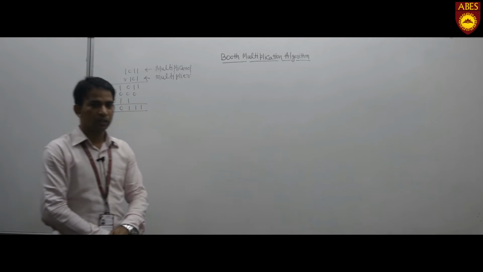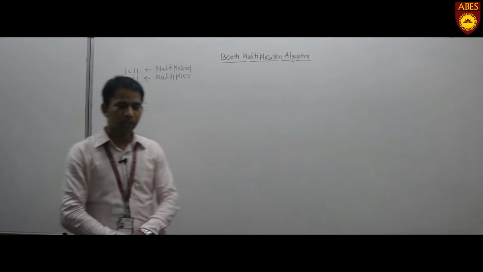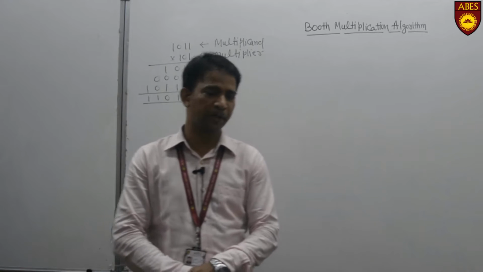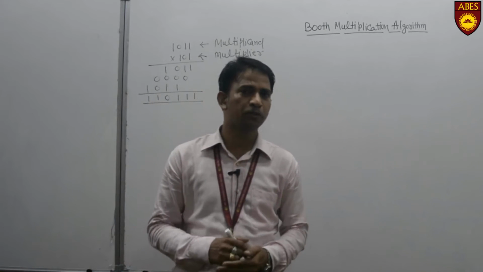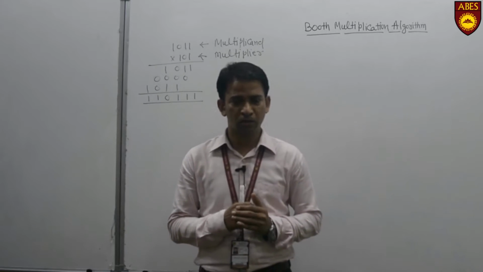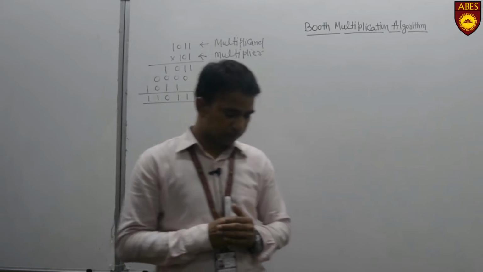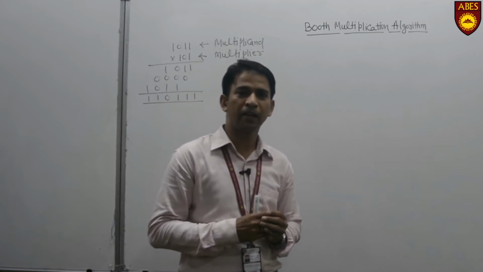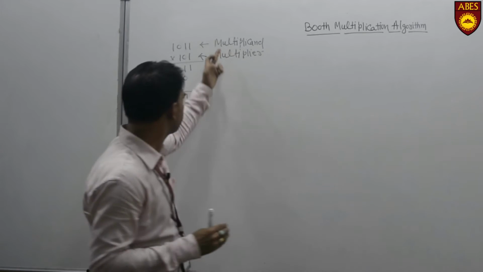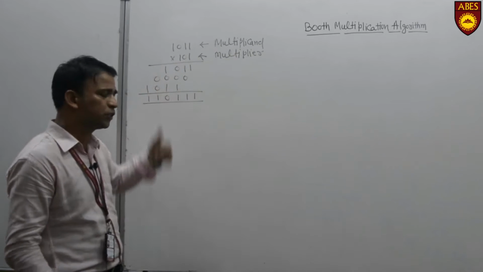Hello friends, in this tutorial we will discuss the Booth multiplication algorithm. As we all know, multiplication of two signed fixed point binary numbers is simply a process of shift and add operation. This process consists of looking at successive bits in the multiplier. If the bit in the multiplier is 1, we simply copy down the value of the multiplicand, and otherwise we copy down the value of zeros.